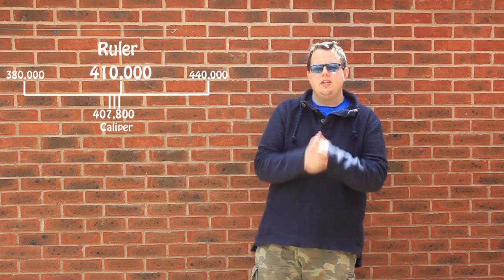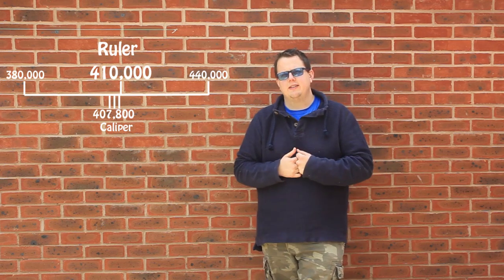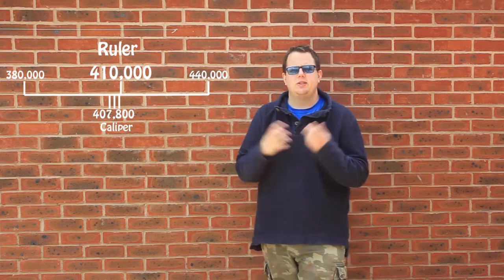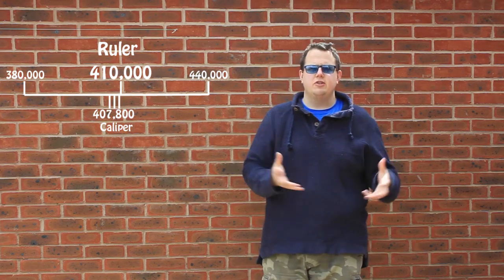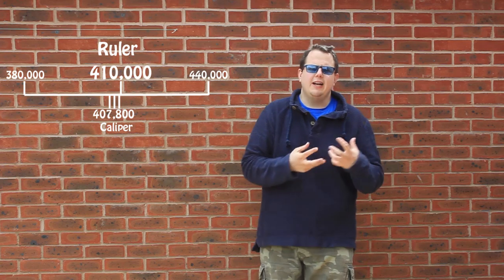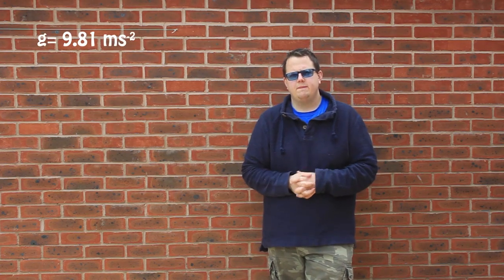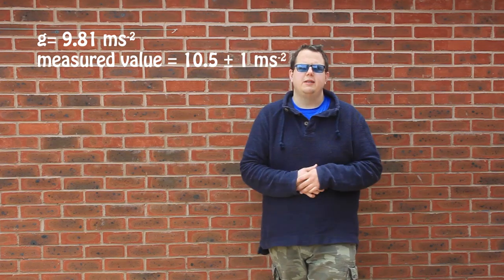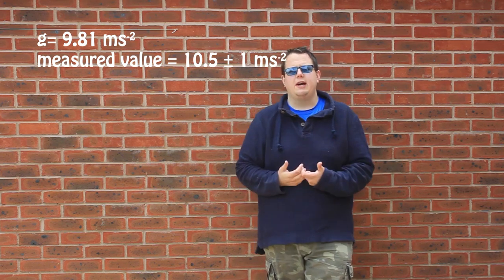Now, uncertainty, back to its definition, gives the range in which the real value lies, and this is important because one of the classic experiments that we do is we use free fall to calculate a value for the acceleration due to gravity. Now at A level, we tend to take this number to be 9.81 meters per second squared. But if we do the experiment, we might calculate it to say be 10.5 plus or minus 1 meter per second squared. Now does this mean our measurement is wrong because we didn't get the 9.8 we set out to find?